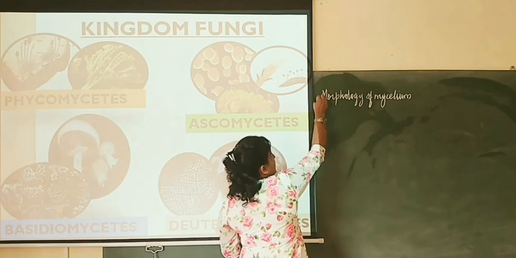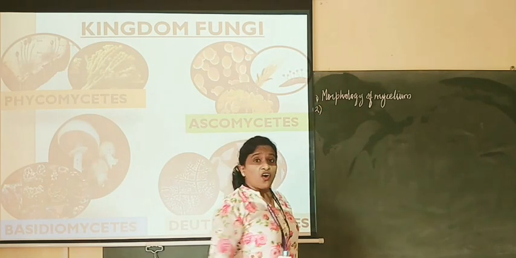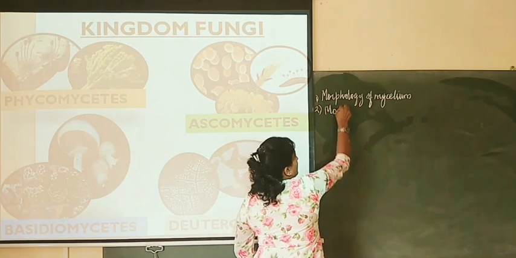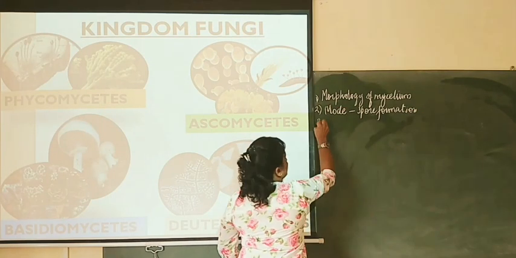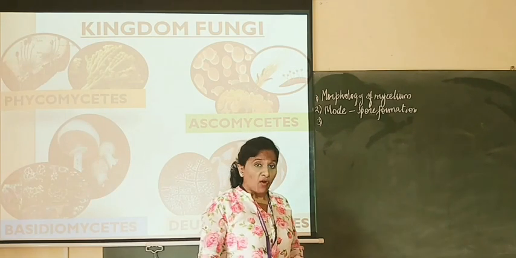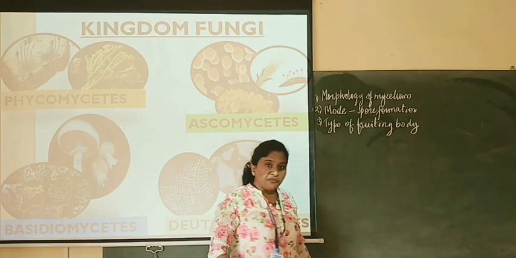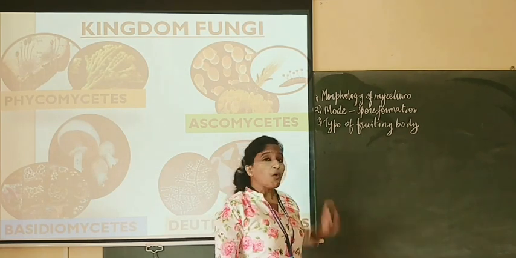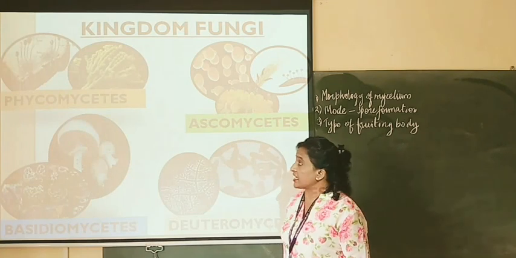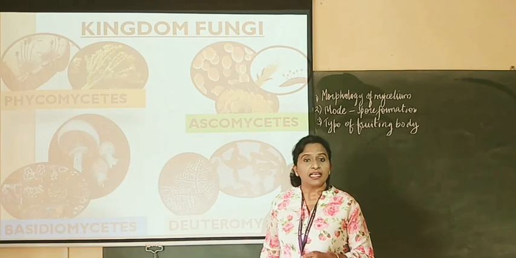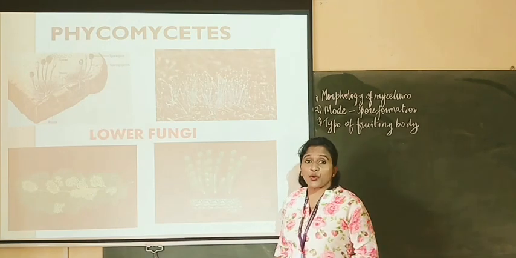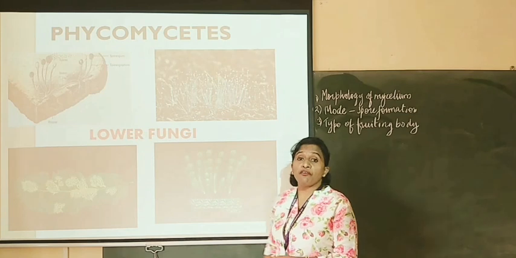Okay. Second was based on the mode of spores that they form. And third is the type of fruiting body that is formed, in which or on which the spores are borne. Okay. So today we will discuss in detail regarding all these 4 classes. The first one is PHYCOMYCETES, that is the lower fungi.